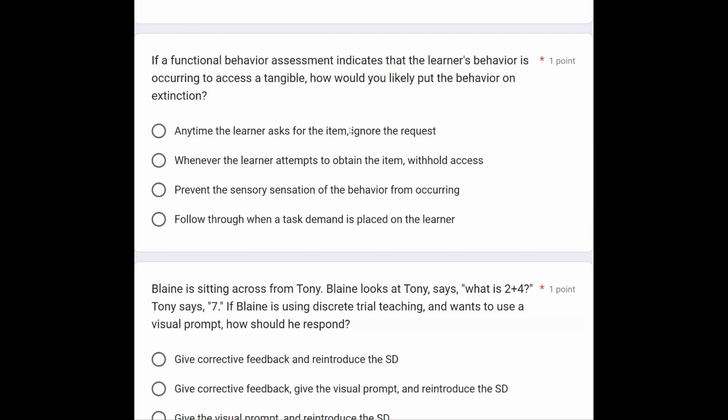C, prevent the sensory sensation of the behavior from occurring. When we prevent the sensory sensation, we're putting automatic behavior on extinction. And then D, follow through when a task demand is placed on the learner. When we follow through with a task demand, we are putting escape avoidance on extinction. So how are we going to put this behavior on extinction for accessing a tangible? Well, B, whenever the learner attempts to obtain the item, withhold access. Full stop.